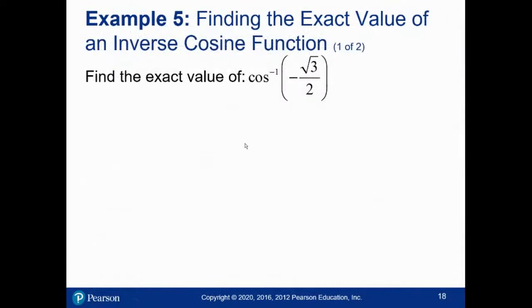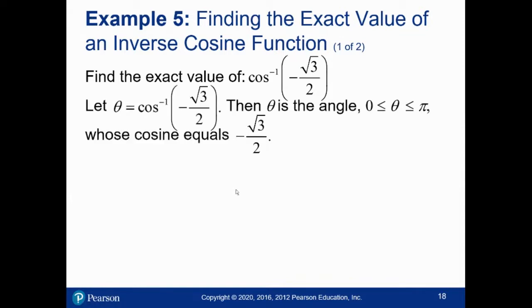So let's do another example. Find the exact value of the arc cosine of -√3/2. So pause the video and see if you can find it. And remember, you're specifically looking for an angle in between 0 and pi whose cosine is -√3/2. So pause here.